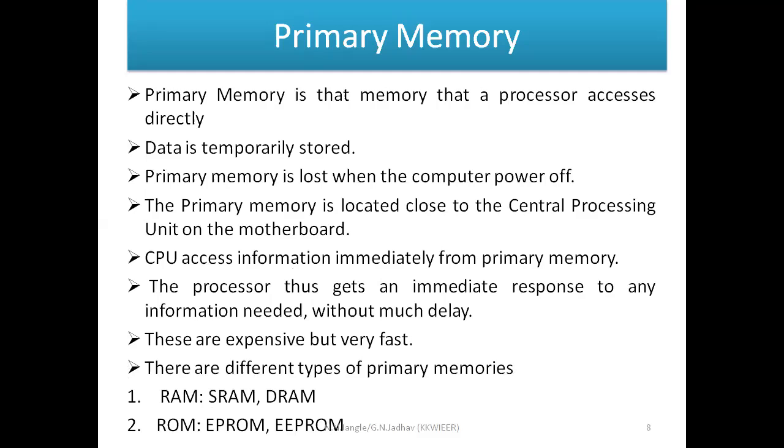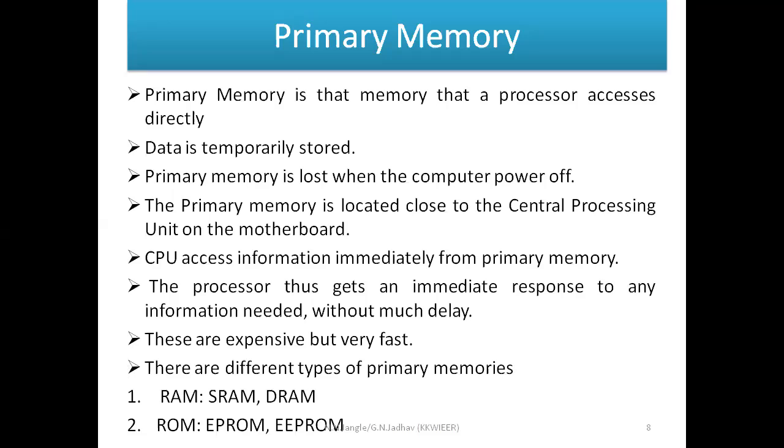The CPU accesses information immediately from the primary memory. It gets the information as and when required. The processor thus gets an immediate response to any information needed without much delay. The information we can access is fast in case of primary memories because it is near the CPU. It is expensive, but it is very fast.